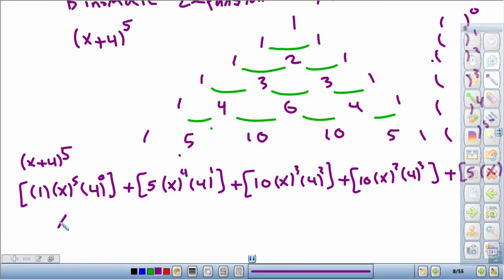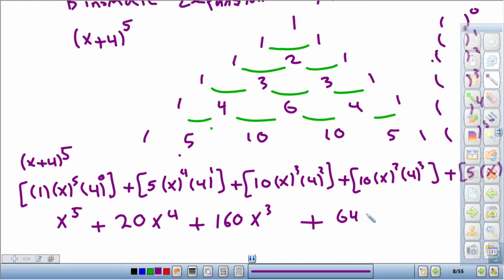So I got basically x to the 5th on this side, plus I've got 4 times 5, that's 20 x to the 4th. And this dude here, I've got 4 to the 2nd, that's 16 times 10, that's 160 x cubed. And then I have another plus 4 times 4 times 4, so it's 64. 64 times 10, that's 640 x squared. I know the number is a little bit bulky here.